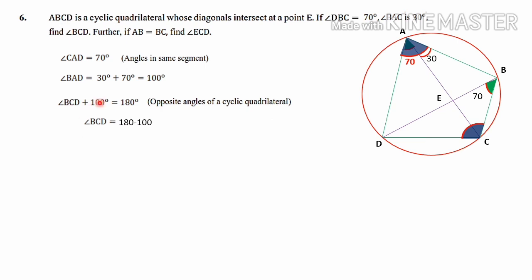Angle BCD is equal to 100, will come to the right side. 180 minus 100 is equal to 80 degrees. So angle BCD we have got as 80 degrees. So the total angle is here now. We have to calculate angle ECD, one piece of it. One part of this 80 we have to calculate. If you know the other part, if you subtract from 80, it is easy for us to calculate.